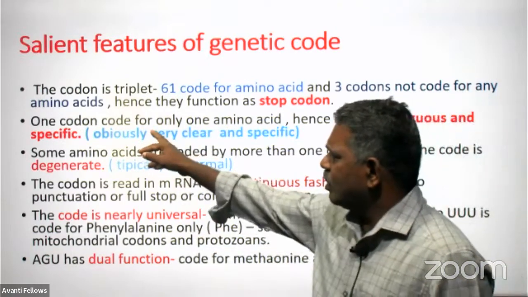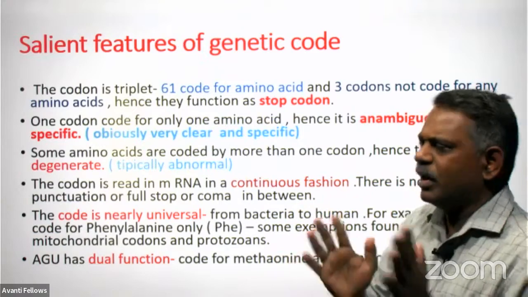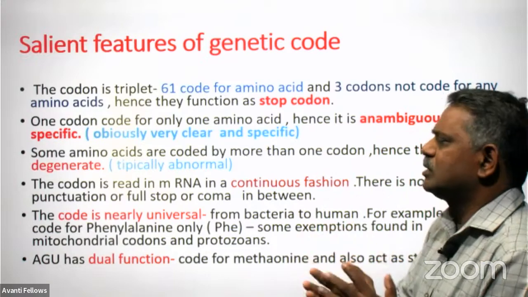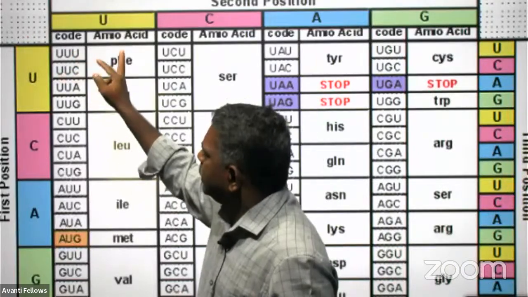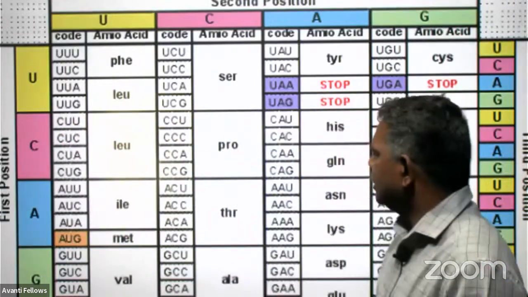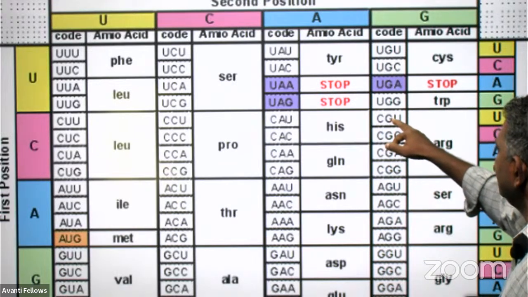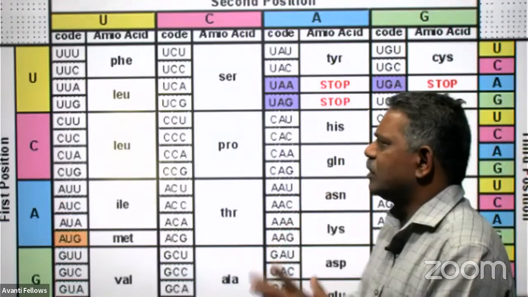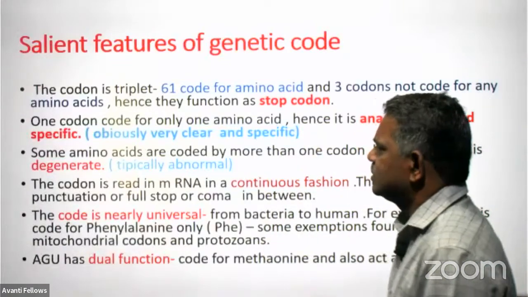See, one codon codes for only one amino acid. For example, AUG codes only for one amino acid, and hence it is what? Unambiguous and very specific. Obviously, it is very clear and very specific. And here, UUU is only for phenylalanine, and CUU only for leucine, and ACU only for threonine, or CGU only for arginine, right? So this triplet codon is very specific for a particular amino acid.